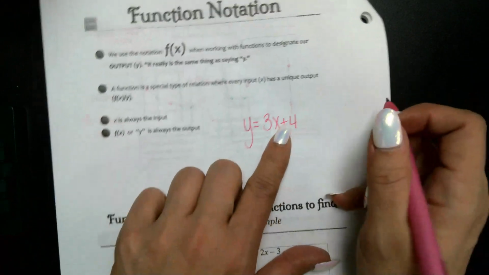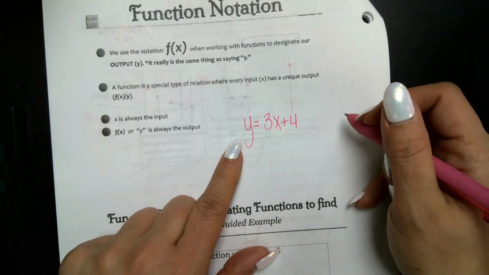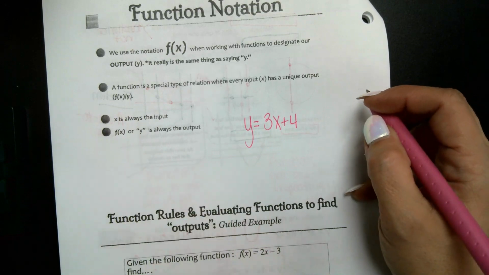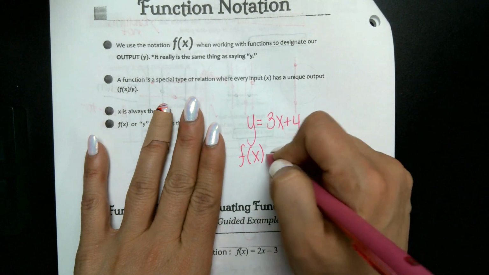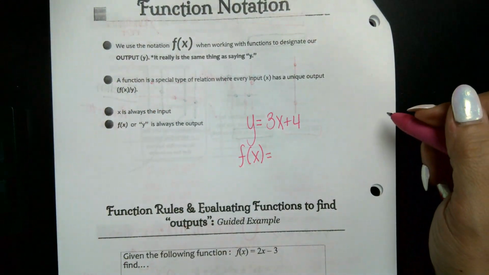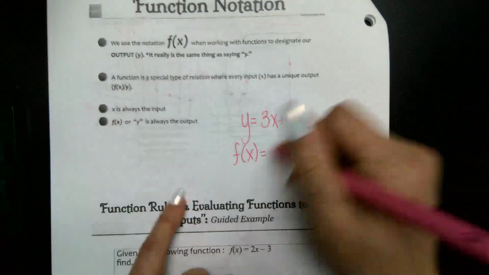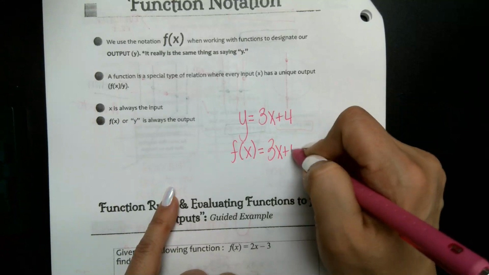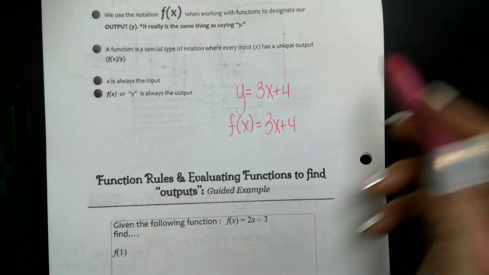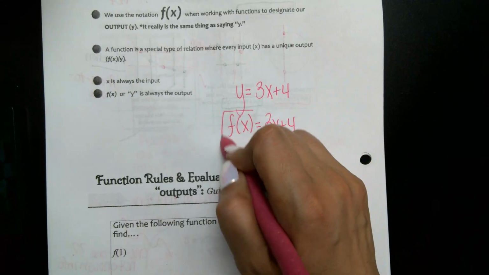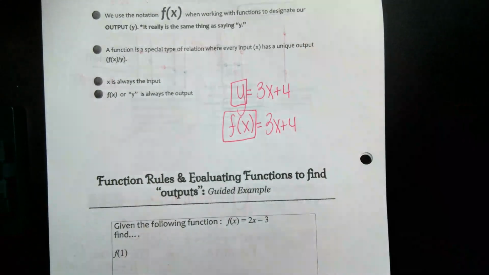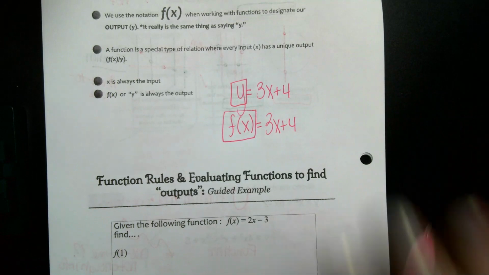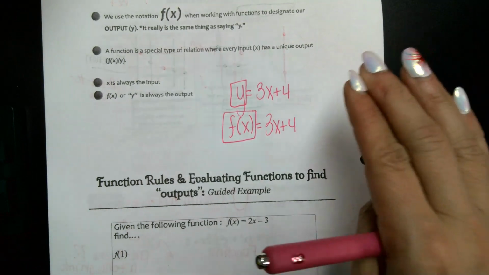X was always your input and y was your output, yes? Okay. What you guys are going to start seeing is f of x, which we've seen in here already, right? Yeah, we've seen this notation. And I even told you before that if you see this notation, this is no different than having the letter y. They mean the same thing.